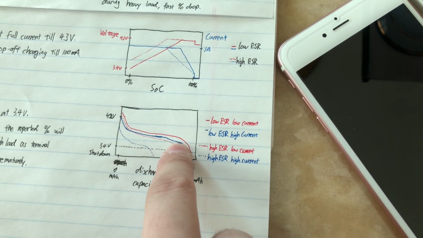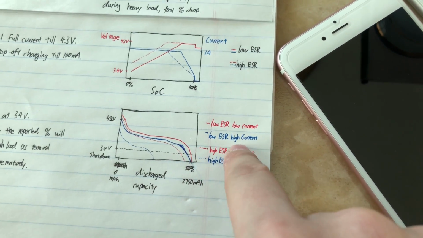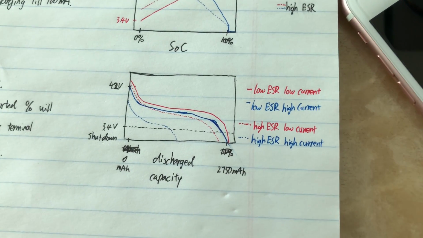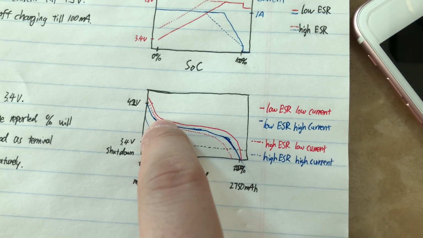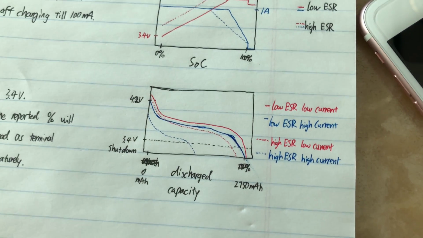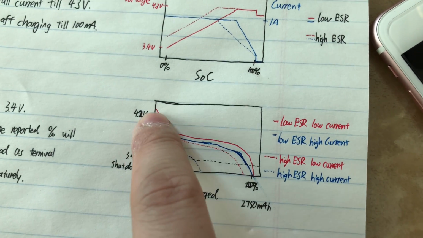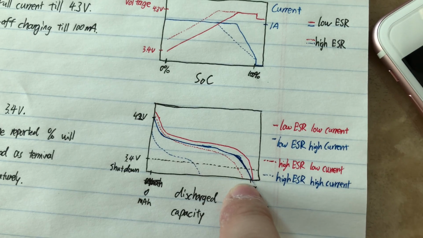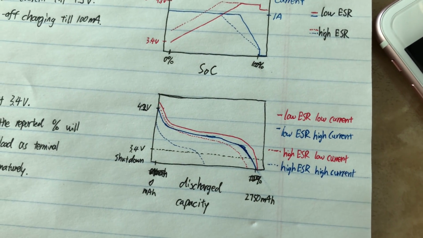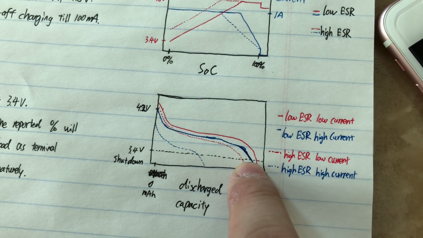And this solid blue line is basically low ESR, high current. So this is basically a new battery, but let's say you're running some super heavy tasks. Due to that, the ESR is low, but there's still a little bit of it. So you'll see that drop in voltage when compared to the low current. And then you're gonna have a little bit less usage time before it reaches that 3.4 volt line right here.